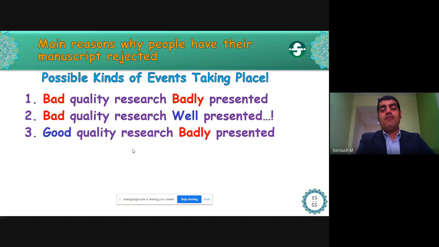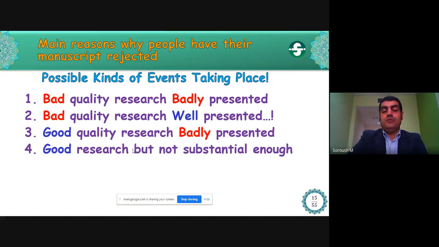On the other hand, we have good quality research badly presented, and this is the consequence of poor information regarding how to write scientific papers, the subject of our lecture, and also there are some missing rings in research for those who are in the earliest stage of research, and they don't know how to present their work and how to properly make use of tools to present their work.